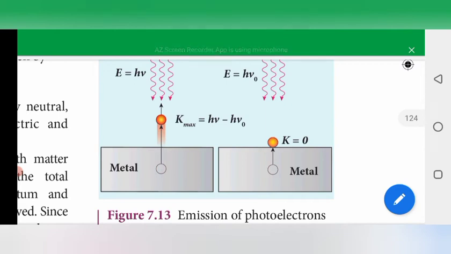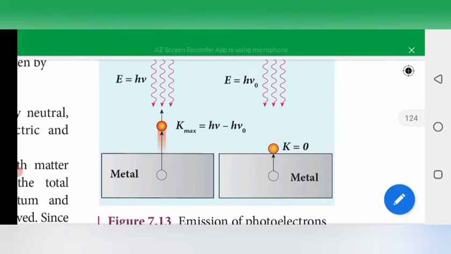First, the electron can come out at the surface of the metal, so that is E naught. This is again the kinetic energy. The maximum kinetic energy is considered as h nu minus h nu naught. h nu naught means the minimum frequency at which the electrons can come out, that is, overcome the potential barrier. So the maximum kinetic energy is equal to h nu minus h nu naught.